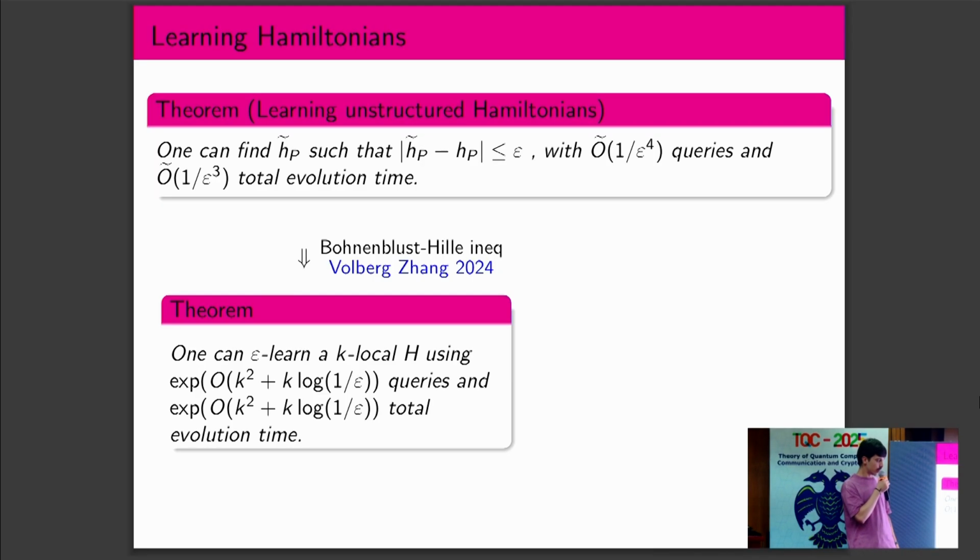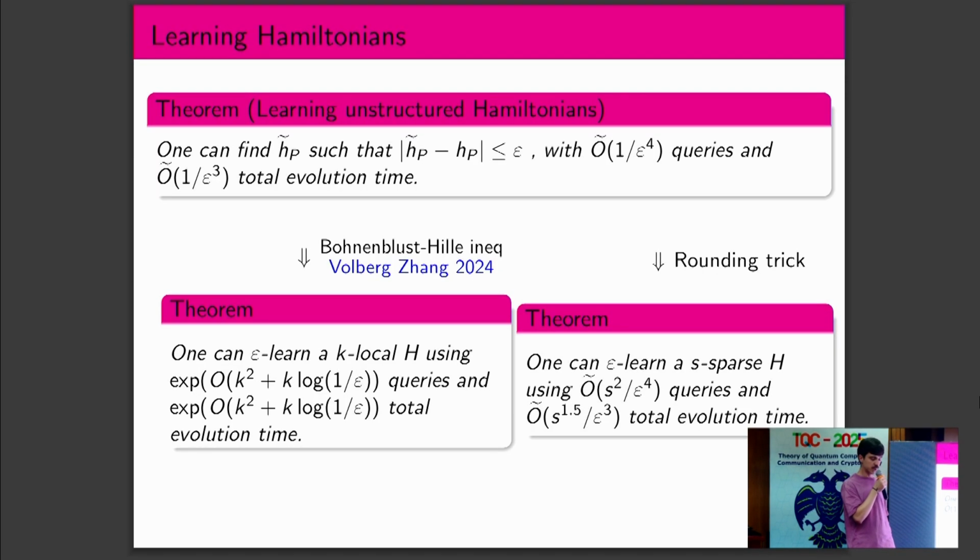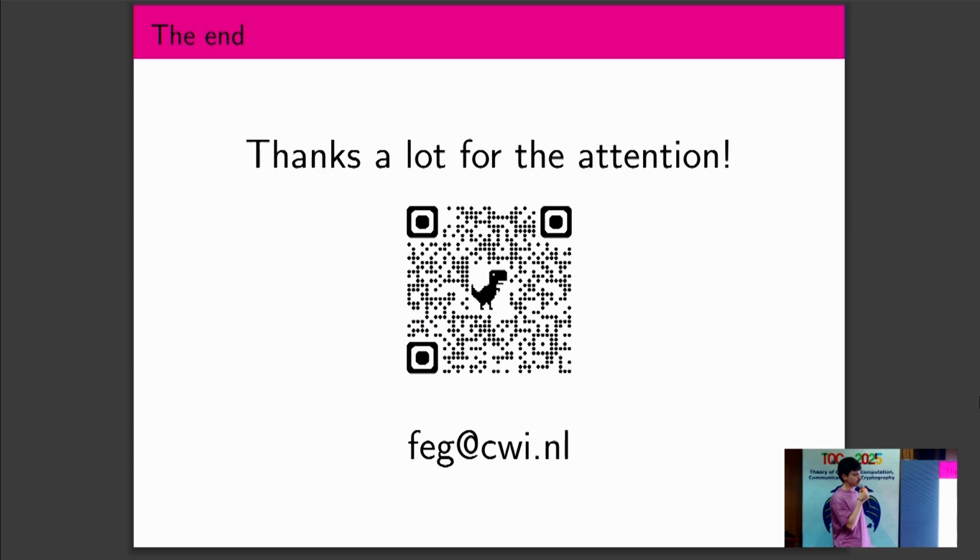Okay, so that is one thing that we do, and the other thing that we do is to assume that we have a sparse Hamiltonian. In that case, our algorithm uses a rounding trick paired with this, and then you get efficient query total time evolution learning in the normalized Frobenius norm for S-sparse Hamiltonians. Yes, and that's all I wanted to say.